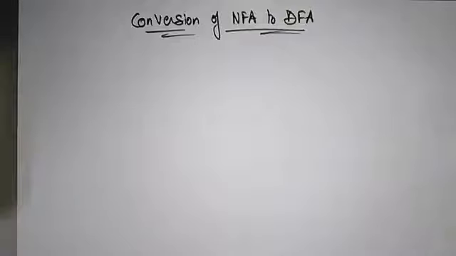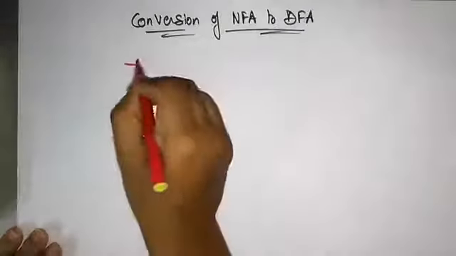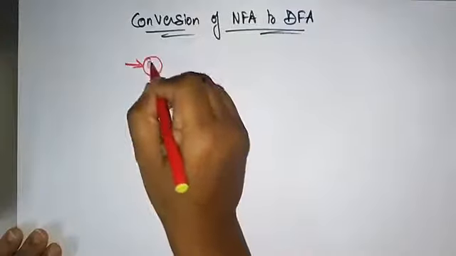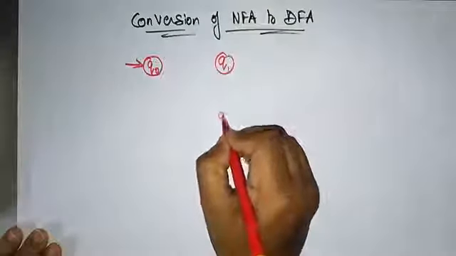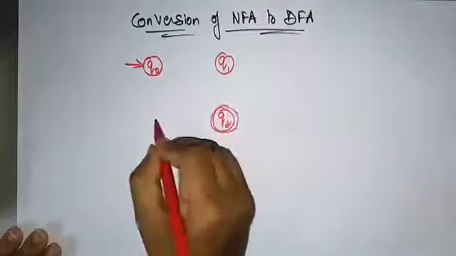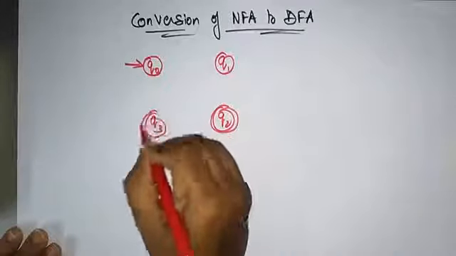Students, welcome back. Let's take another example for conversion of NFA to DFA. Here they are given an NFA. Let's take this as the initial state. I'm taking Q0, Q1, Q2, and I'm taking two final states.